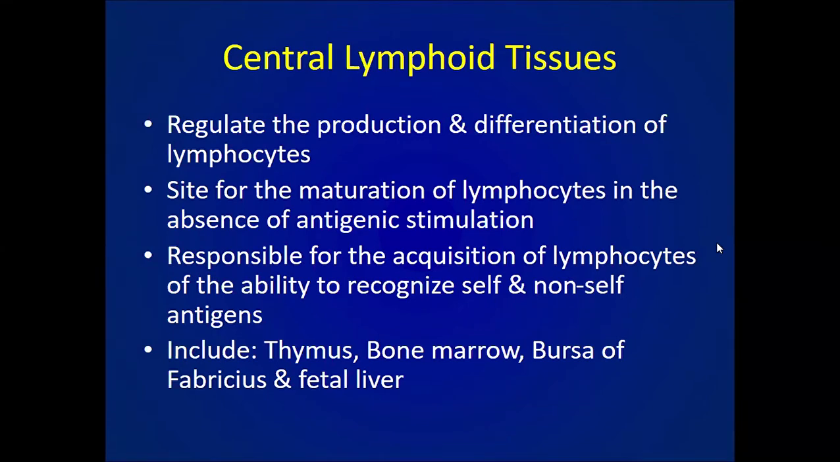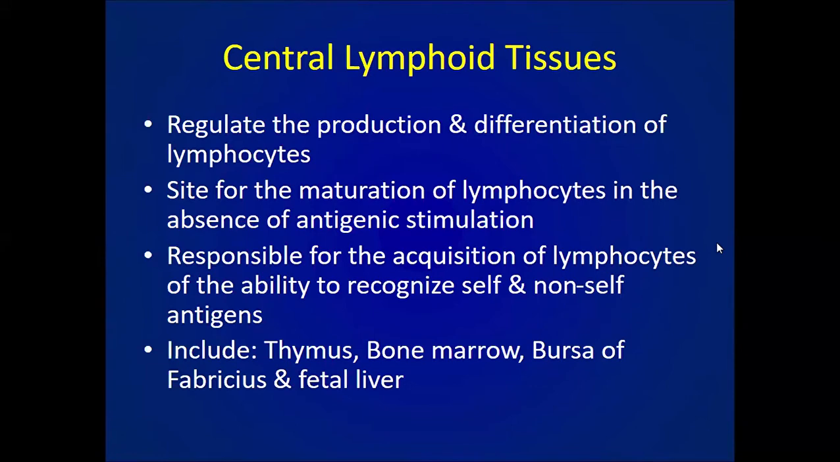The central lymphoid tissues, namely your thymus and the bone marrow, regulate the production and differentiation of the lymphocytes. Again, I would like to emphasize that the stem cells are all derived from the bone marrow. They gain the name T cell because they undergo differentiation in the thymus.